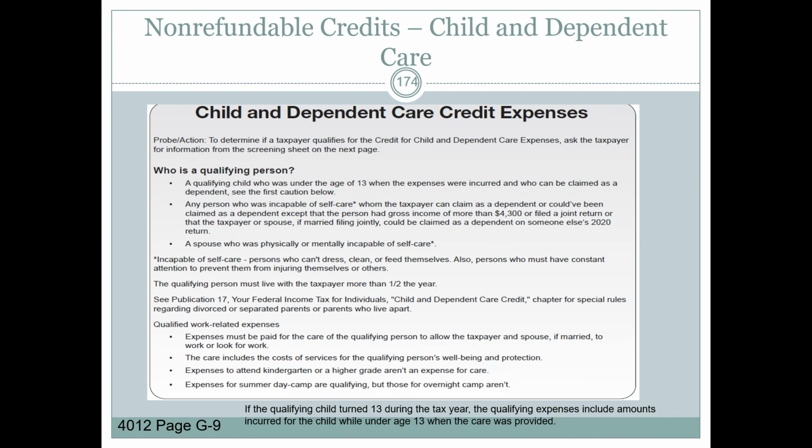Also, expenses for summer day camp are qualifying, but those for overnight camp aren't. And we typically see this with sports camps, football, basketball camps, where the child actually stays at a facility overnight. Then those expenses would not be considered qualifying expenses. All of this information can be found on page G9 of the 4012.